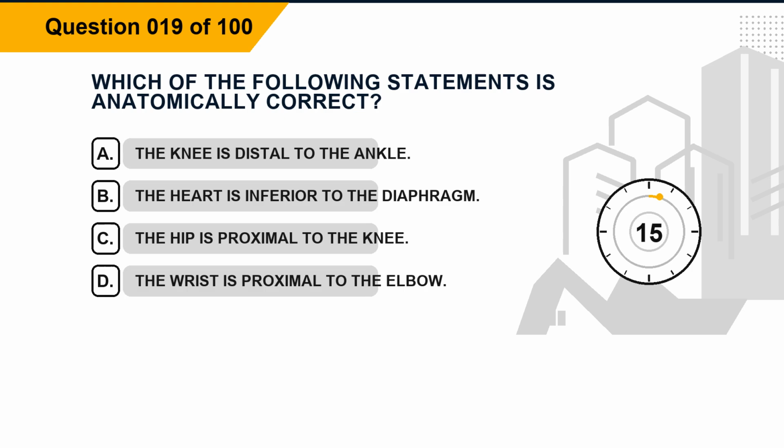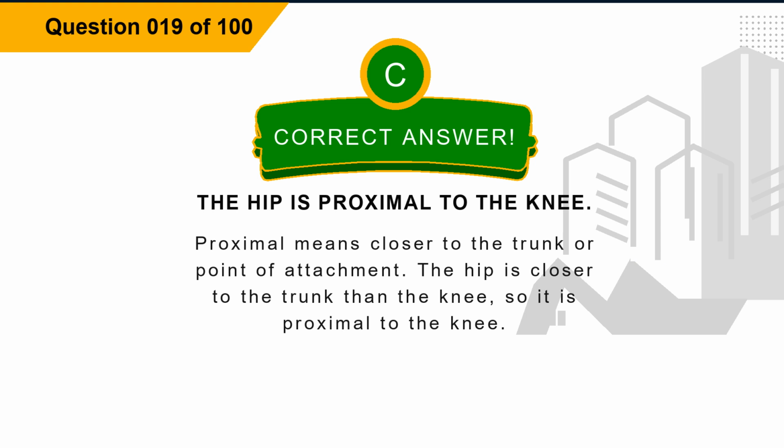Question 19. Which of the following statements is anatomically correct? Option A, the knee is distal to the ankle. Option B, the heart is inferior to the diaphragm. Option C, the hip is proximal to the knee. Option D, the wrist is proximal to the elbow. The correct answer is option C, the hip is proximal to the knee. Explanation: proximal means closer to the trunk or point of attachment. The hip is closer to the trunk than the knee, so it is proximal to the knee.